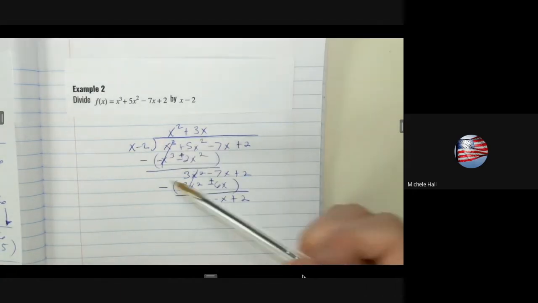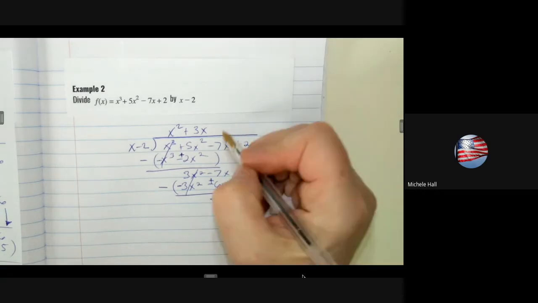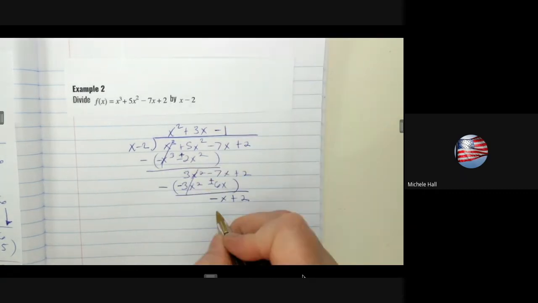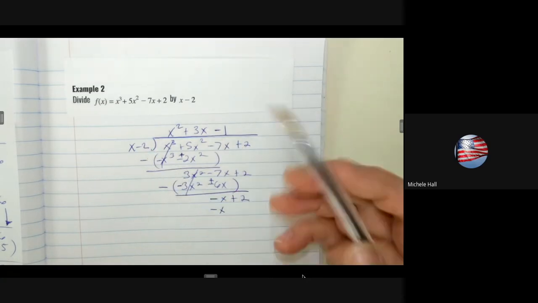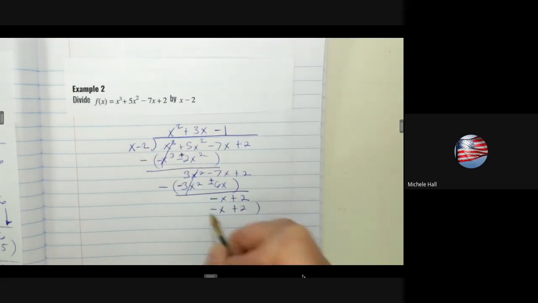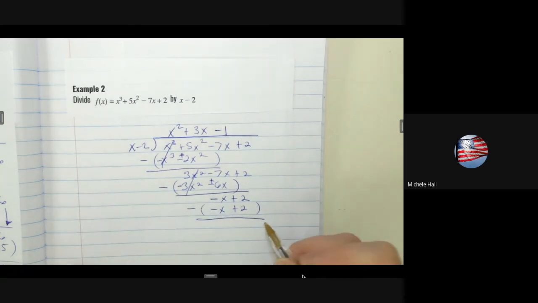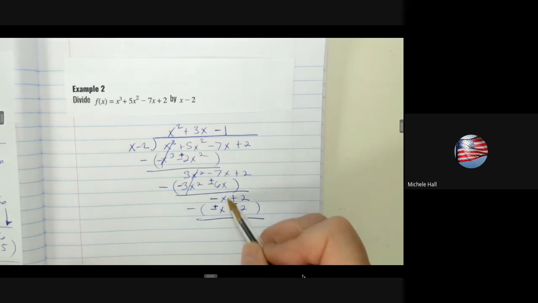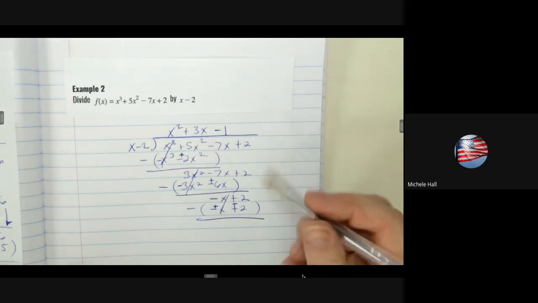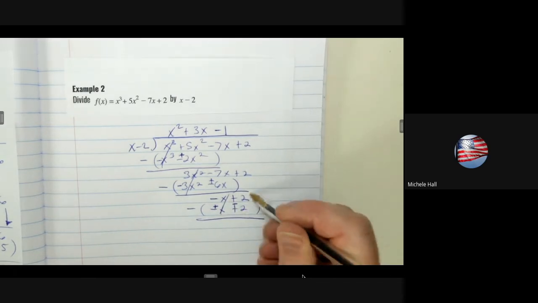What times x equals negative x? That would be negative 1, since negative 1 times x is a negative x. Negative 1 times negative 2 is a positive 2. And when I subtract and change my signs, negative x and positive x cancel, as do 2 and negative 2.